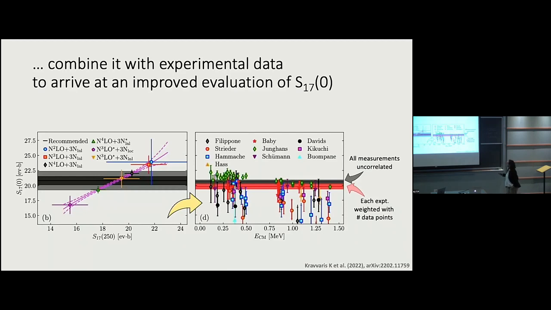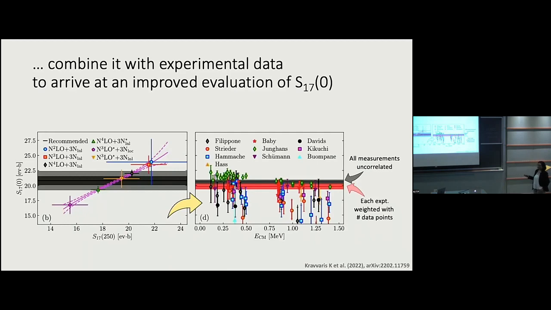But the point is that what one finds, so this is the current evaluation. This has a very large error bar, as we mentioned. This is experiment and this is theory. And through this process, one can actually reduce substantially the uncertainty by utilizing this universal correlation that has been identified.